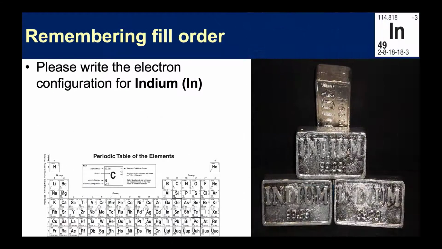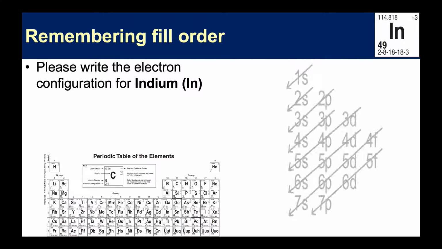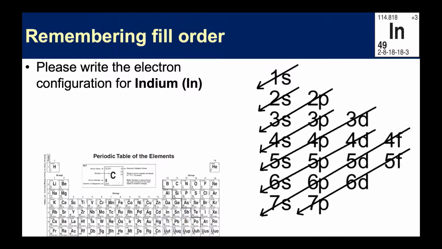All right, the first element that I would like you to write the electron configuration for using your newly acquired skills and your Aufbau matrix is indium. Indium is the 49th element, and it is buried deep within the periodic table. So pause the video now, use your matrix, and write the electron configuration. When you're done, hit pause and check your answer.